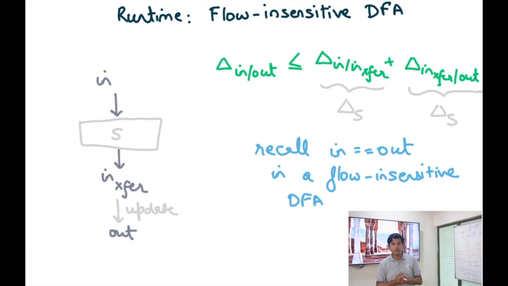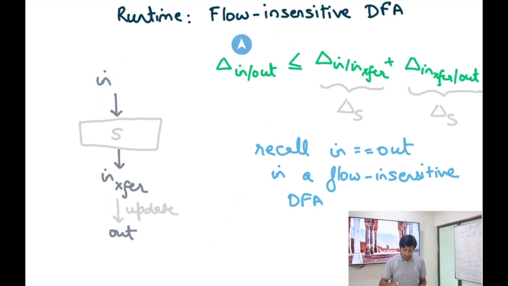Okay, but if I look at a flow insensitive analysis, recall that in a flow insensitive analysis, the out value and the in value are the same. There's just one single global value. And so the distance between in transfer and out is actually also upper bounded by delta S, because after all, out and in were just the same. And if the distance between in and in transfer is delta S, then the distance between in transfer and out is also delta S.